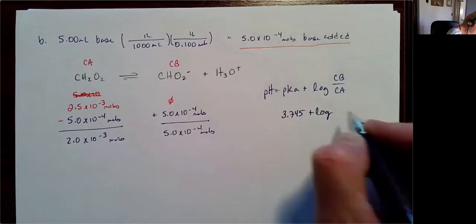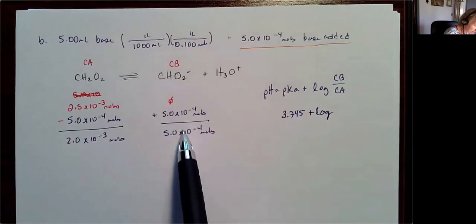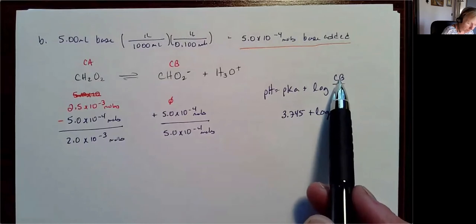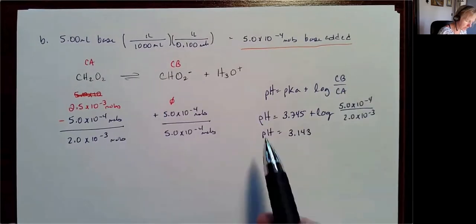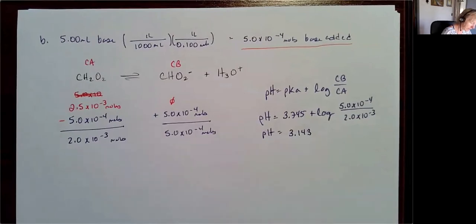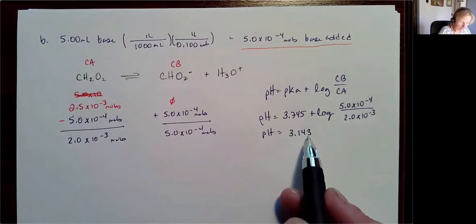This is going to be the log of the conjugate base. So notice, even though these values are the same, this is not the amount of base that I've added in. This is the amount of conjugate base that I've created. So this is my second point along that titration curve. My initial pH, once I've added in 5 mils of base, now I'm in that buffer region.